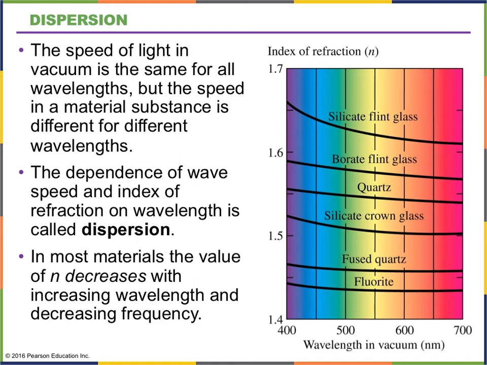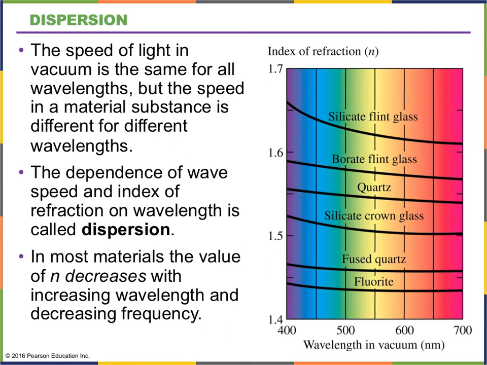Now if we get to the bottom, the fluorite is a relatively level line. So it means that the index of refraction does not vary a lot between the violet light and the red light. But if you look at the top and also the middle, you see that there's more of a curve, and there's a more significant difference in the index of refraction for violet light compared to red light. In general, the index of refraction is decreasing with increasing wavelength.